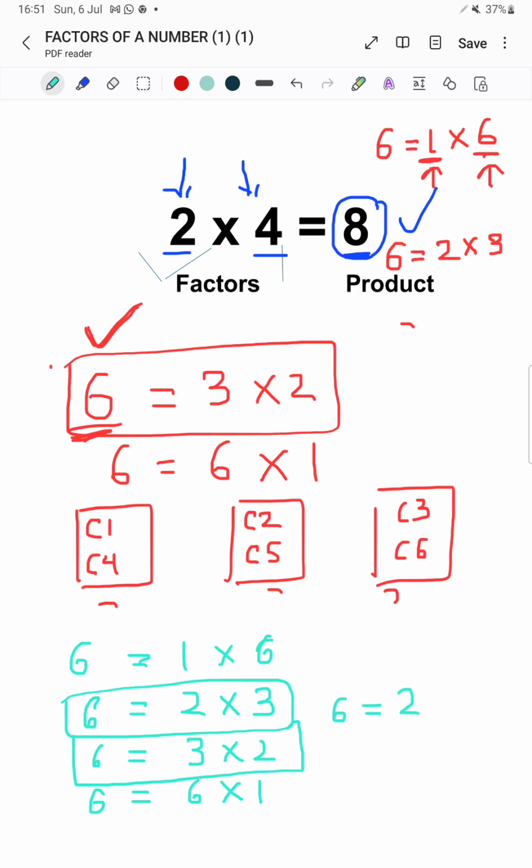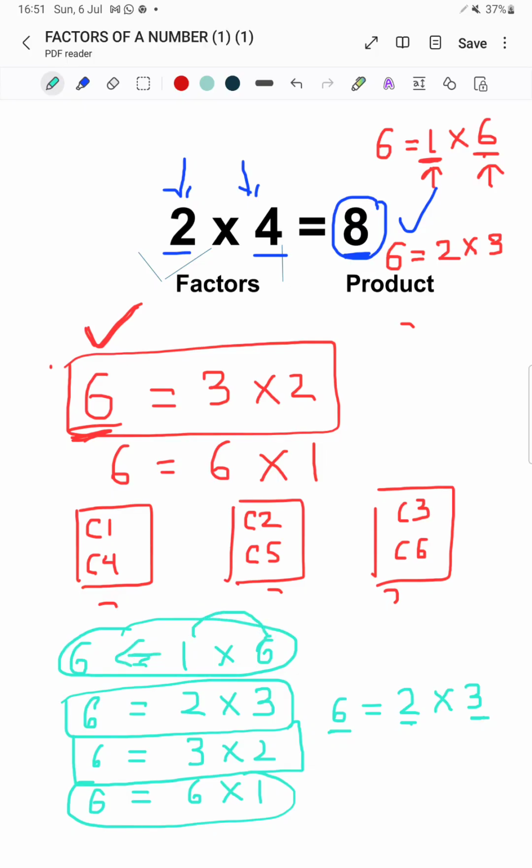So I will be writing it like 6 equals 2 times 3. Here 6 is the product, and 2 and 3, these are the factors of 6. Then also we have 6 equals 1 times 6 and 6 equals 6 times 1. Because multiplication is commutative, if you write 1 times 6, it will give you the answer as 6, or you write 6 times 1, that is also going to give you the answer as 6. So I can write 6 equals 1 multiplied by 6. So here 1 and 6, they are also the factors of 6.